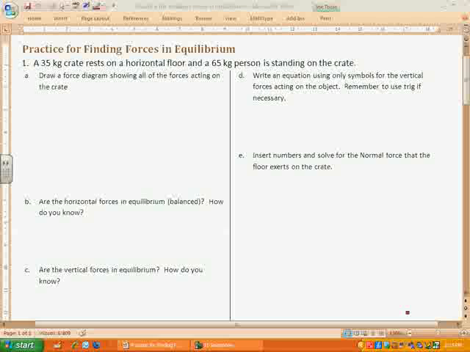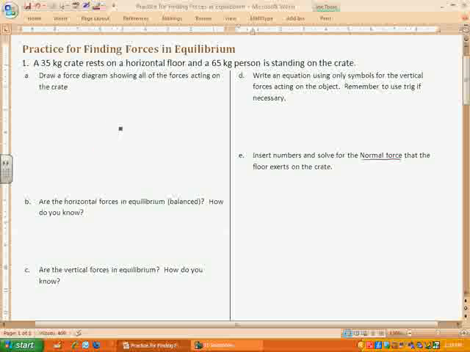A 35-kilogram crate rests on a horizontal floor, and a 65-kilogram person is standing on the crate. If you look through A, B, C, D, E, you'll see that eventually we're trying to solve for the normal force. But rather than pull an equation out of your hat, we want to be able to think about this process and put everything together so that we can work any type of problem like this, any Newton's law problem. So let's do part A. Draw a force diagram showing all of the forces acting on the crate. Please pause it and do this on your own.